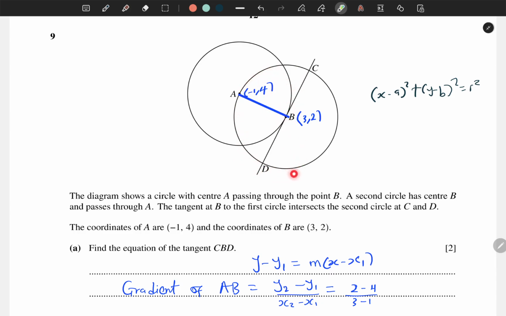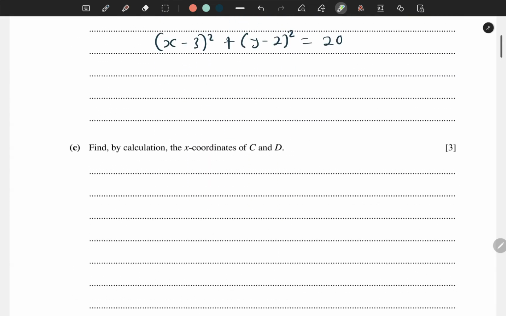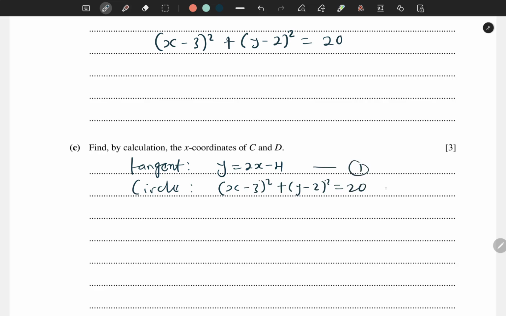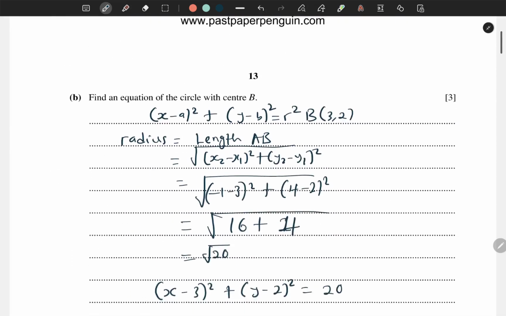I made the equation of the circle center at B and the equation of the line. Okay, so recall that the equation of the line, the tangent, is y equals 2x minus 4, and that of the circle is (x minus 3) squared plus (y minus 2) squared equals 20. So let's call this 1 and this 2. Let me confirm the equation of the line again. Okay, that's correct, 2x minus 4.